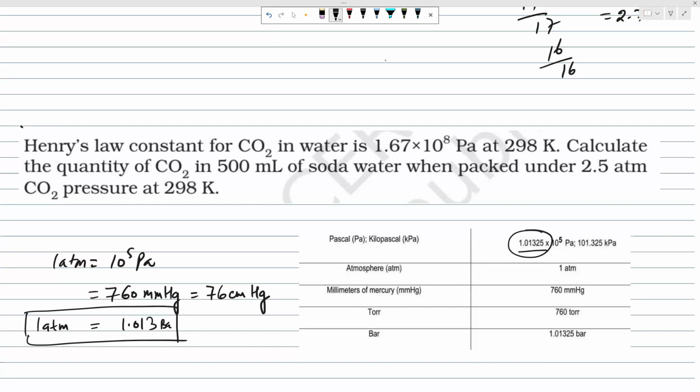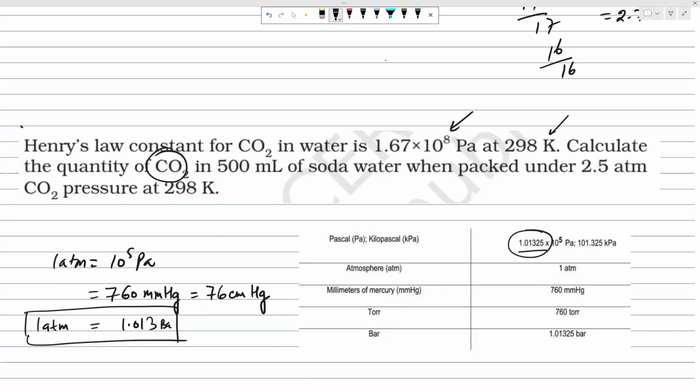Now this value is written in pascals and temperature is written in Kelvin, so temperature we don't require here. Calculate the quantity of CO2 in 500 ml of soda water when packed under the atmosphere of 2.5 atm. So what is it asking? The quantity of CO2 means it is asking for the amount, the mass of CO2. First of all, you need to find out the mole fraction of CO2.